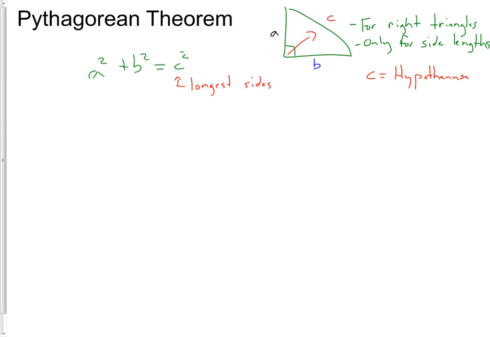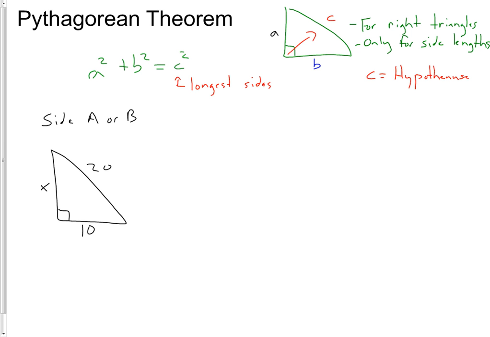So, in order to figure out a question like this, there's two types. We could be looking for either side A or side B. So let's do an example of that. Let's say we've got a right angle triangle, and I tell you that one side is 20, the other side is 10, and one side is x.